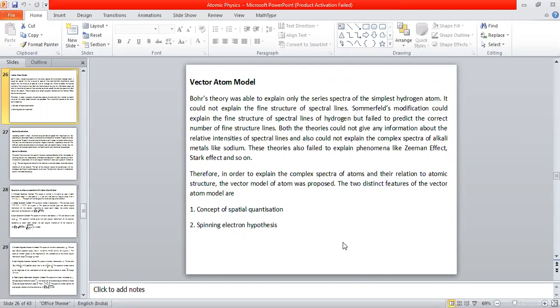Just like any other model, even this model has two important concepts or postulates. The first one is what we call the concept of spatial quantization. The second one is the spinning electron hypothesis. So your entire vector atom model is based on these two concepts: spatial quantization, and spin of the electron. There is no spin of the electron in the case of Bohr's theory and Sommerfeld's theory, whereas the spin of the electron is included in the vector atom model. So let us try to understand them one by one.